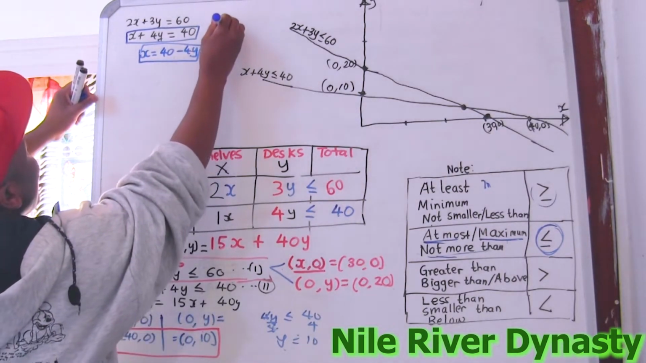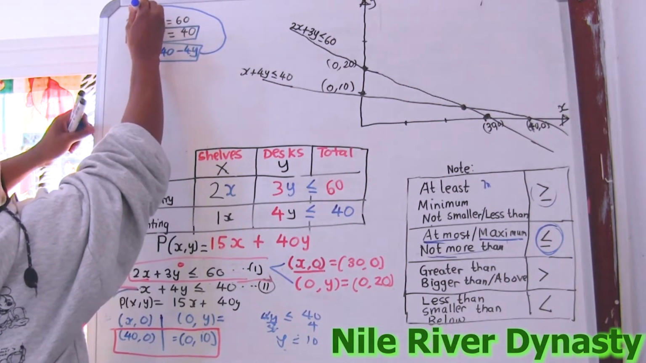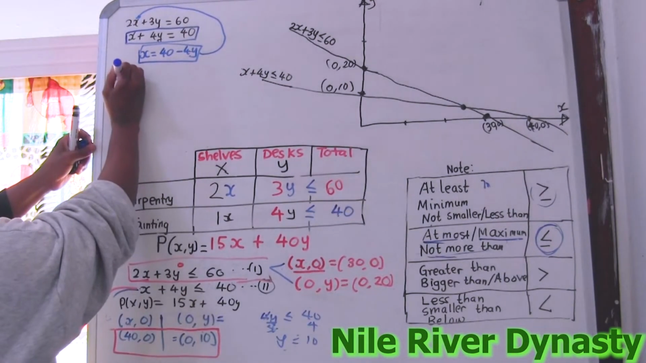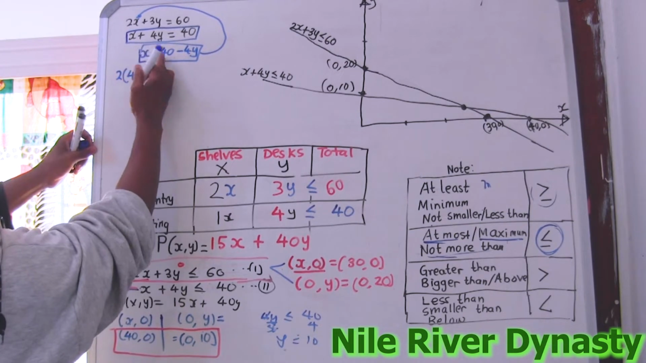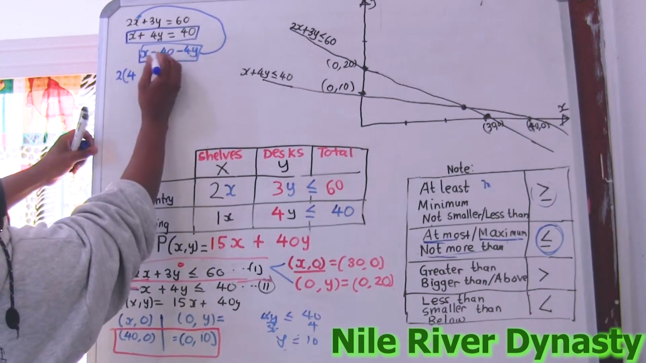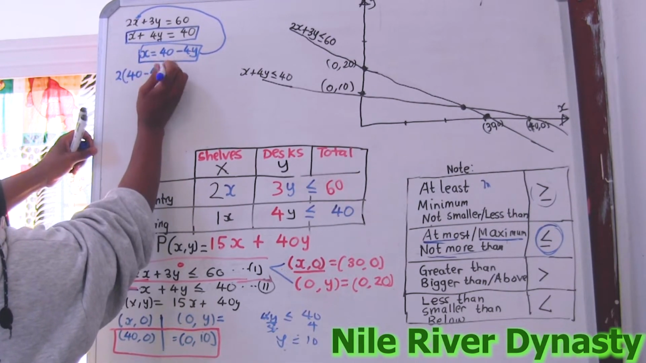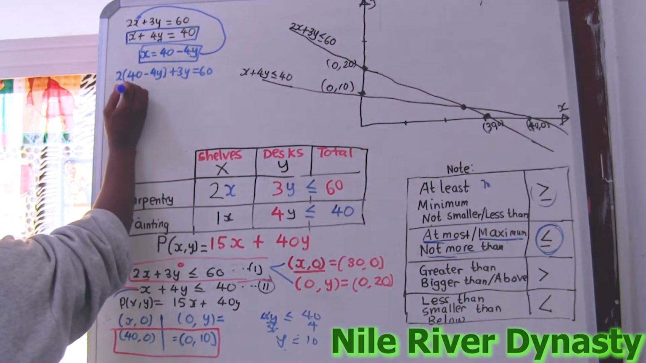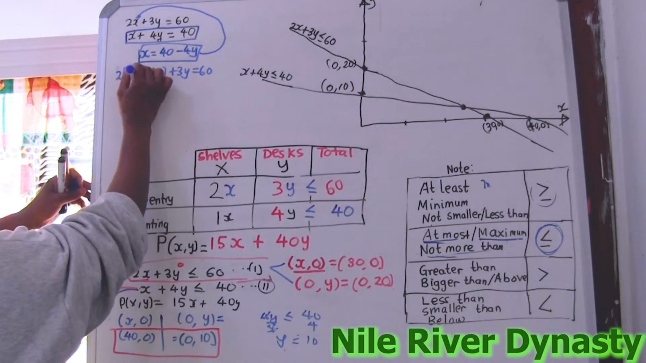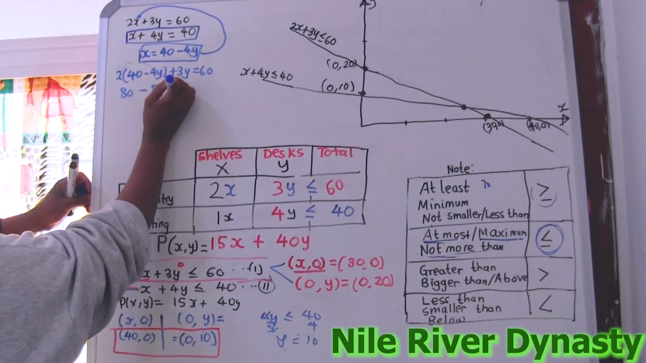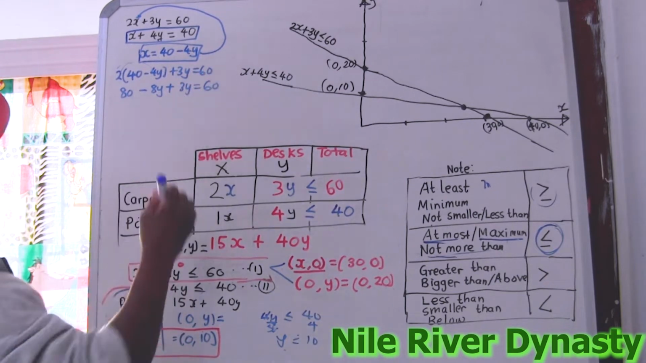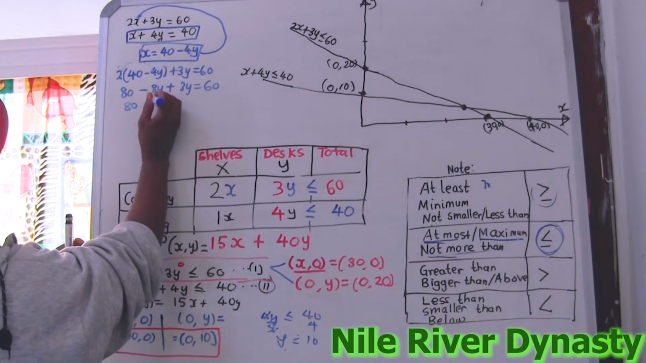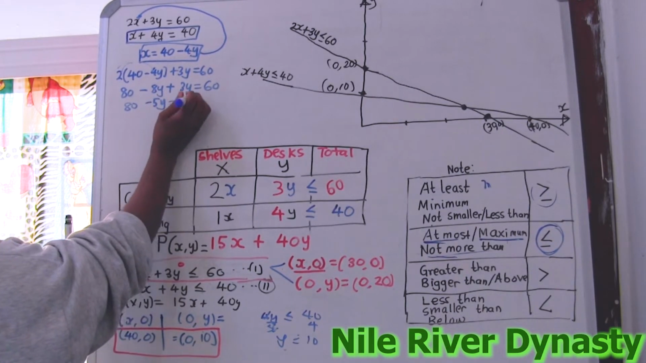And then what I'm going to do is substitute the value of x into the other equation, not the same equation, because I know the value of x. So this is going to be 2 times, and instead of x, I'll put 40 minus 4y, plus 3y equal to 60. So now this is going to be 80. Multiplying through, it's going to be 80 minus 8y plus 3y equal to 60. Negative 8y plus 3y is going to be negative 5y.